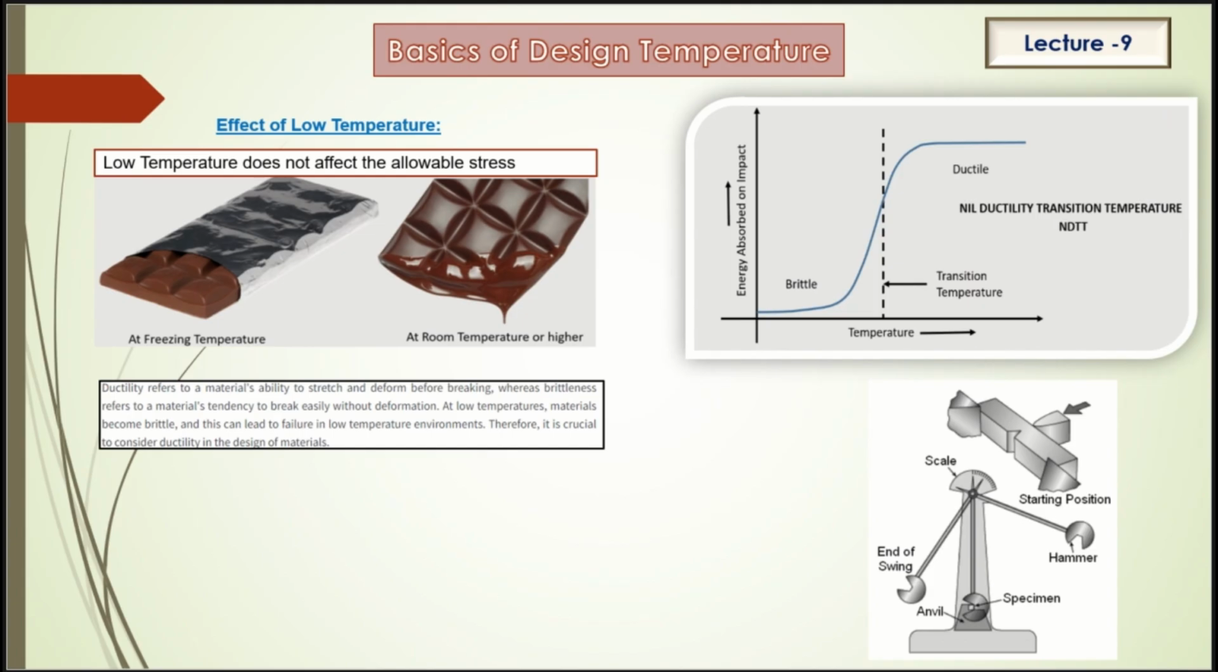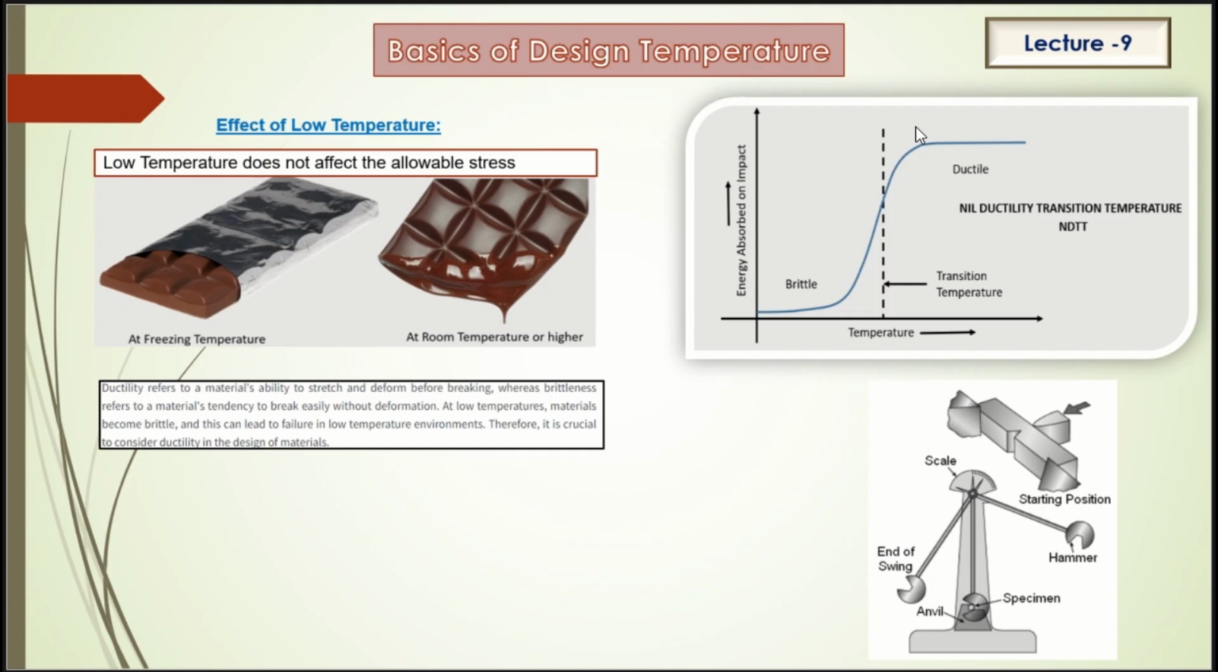So in this curve, we will see that this is the transition temperature. Up to this, the material has ductile property. After this, there is a brittle property. So we need to consider up to this temperature only. Whatever the temperature, the material up to that only will have ductile property. So that type of materials only we need to consider in our design. Otherwise, we need to select other materials for our design criteria.